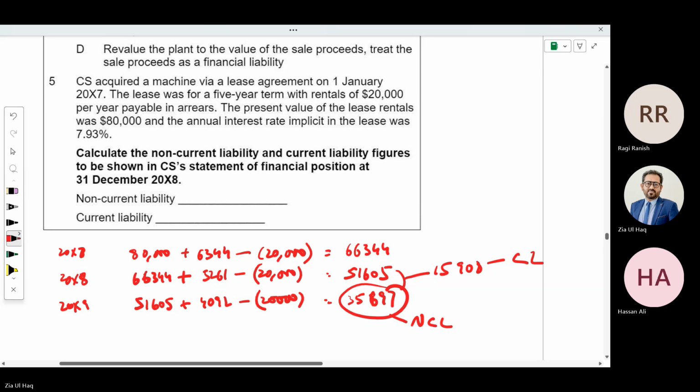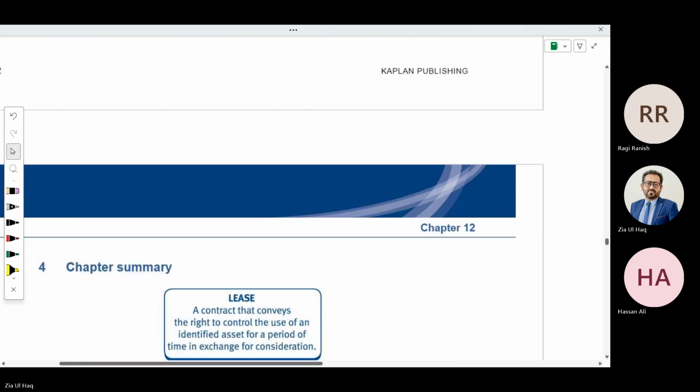So 35,697 dollars is non-current liability and $15,908 will be current liability. Done. Yes, sir. Chapter finish?